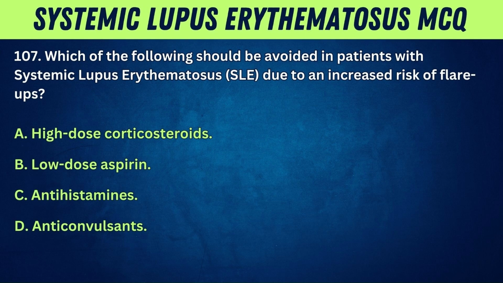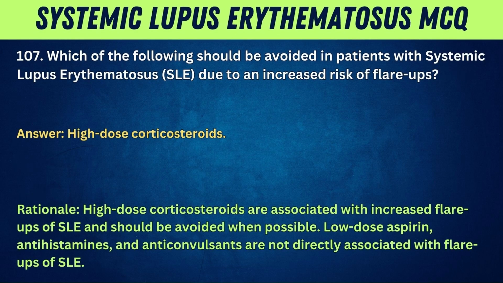107. Which of the following should be avoided in patients with systemic lupus erythematosus, SLE, due to an increased risk of flare-ups? A. High-dose corticosteroids. B. Low-dose aspirin. C. Antihistamines. D. Anticonvulsants. Answer: high-dose corticosteroids.